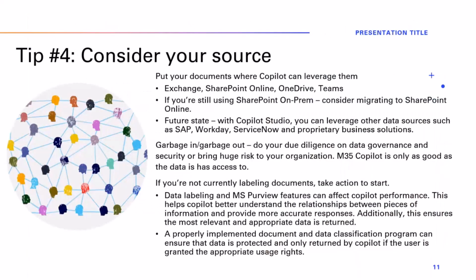Tip number 4 is consider your source. One of the very most basic is put your things where Copilot can get to them, aka SharePoint. SharePoint Online, OneDrive, Teams, Exchange, those are the places that Copilot can get to. If you're still using SharePoint on-prem, now is a great time to consider SharePoint Online. So that is where Copilot can get to your documents and such.